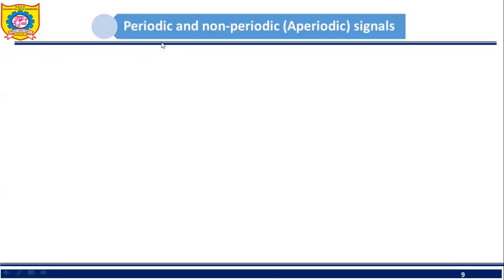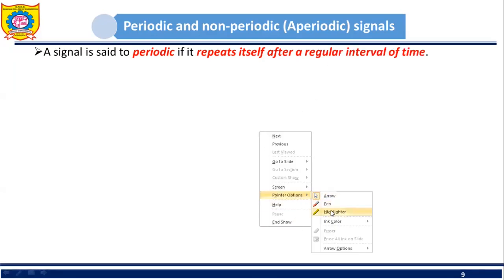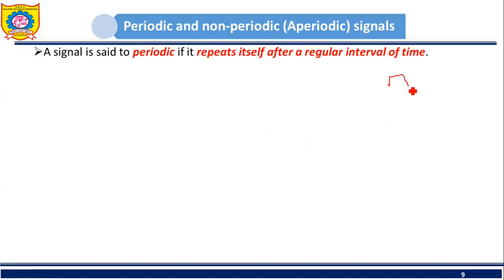Now let's see what is meant by periodic and non-periodic signal. Non-periodic signals are also called aperiodic signals. Let's start with periodic signal. A signal is said to be periodic if it repeats itself after a regular interval of time. Very simple. Let's assume that we have some signal like this and that this signal is repeating itself. See, this signal is repeating itself after a regular interval of time. This particular portion of the signal is getting repeated, and if this repetition is after a regular interval of time, then that signal will become periodic.